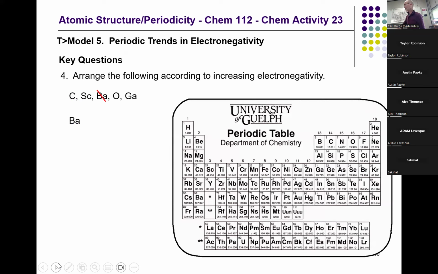So once again, start with barium at the bottom, move to scandium, move to gallium, move to carbon, move to oxygen. And it would be something like that. And remember that fluorine, oxygen, nitrogen, chlorine typically have the highest electronegativity. Again, why is that the case? Well, these elements experience the greatest nuclear charge across the periodic table. They're also among the smallest atoms, and therefore they really do experience that force of attraction of the nucleus.